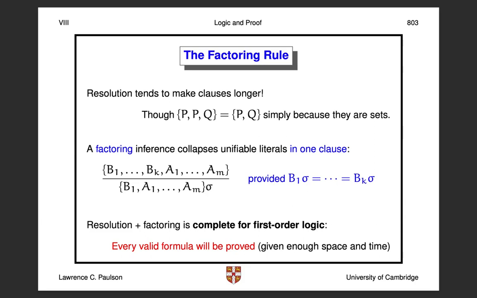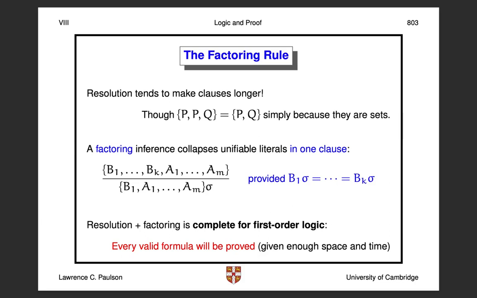There is one thing that can help a bit. Our clauses are sets, so if you get a clause such as P P Q with the literal P repeated, it's a set, so we can suppress the duplicate, and that gives us a shorter clause. It turns out we need something stronger than that. We need to aggressively be able to squash similar looking literals down to a single one. We do this with an inference rule called factoring.